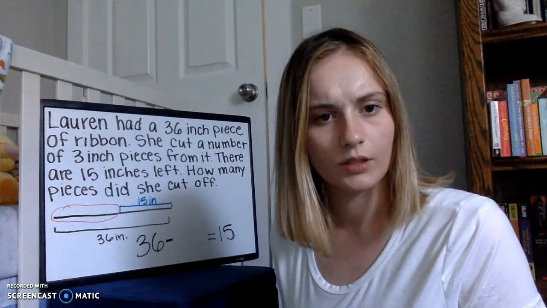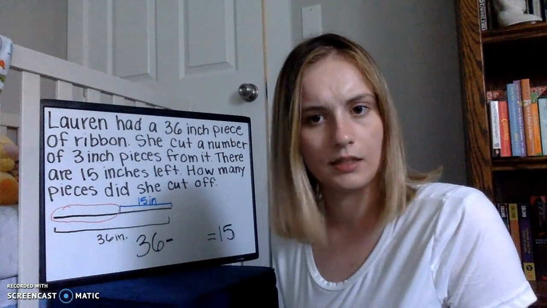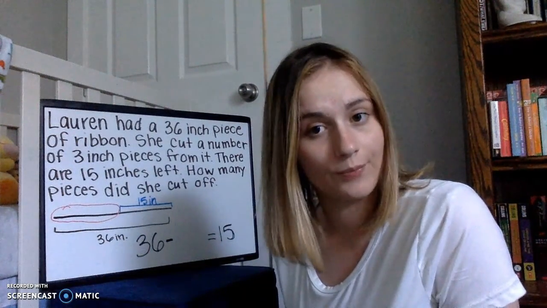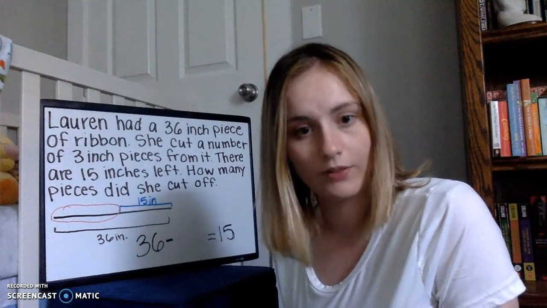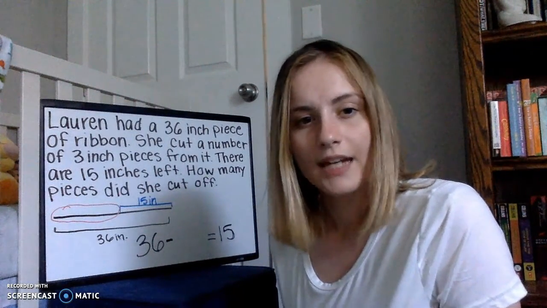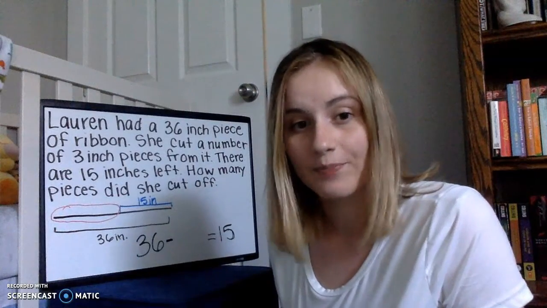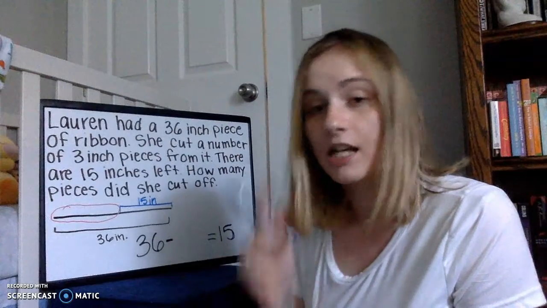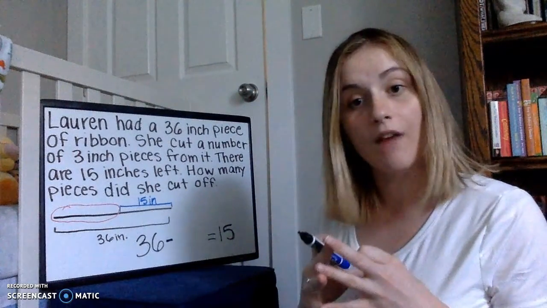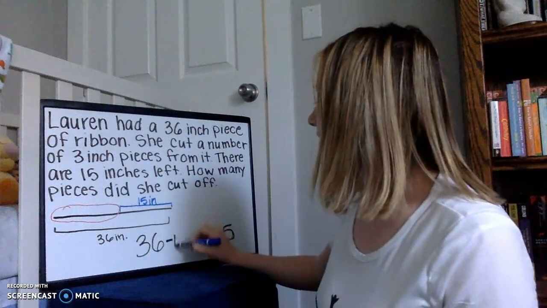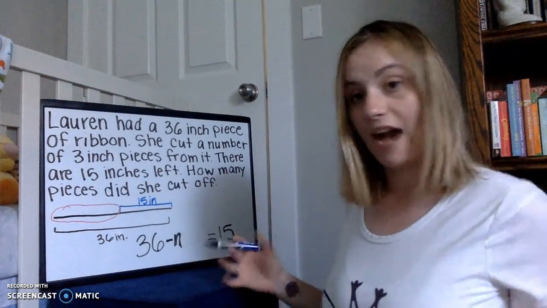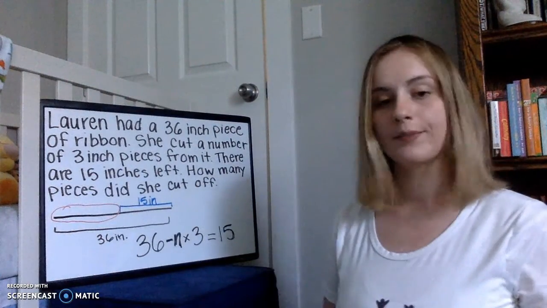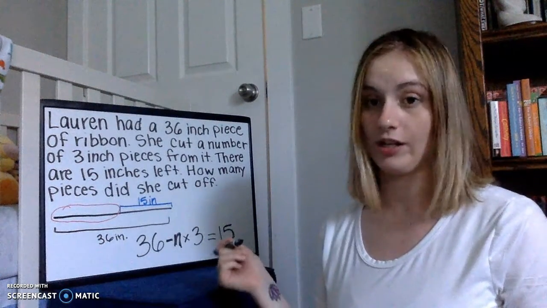Now, a number of 3-inch pieces. How am I going to figure out what that number is? This is what you do. In order to figure that out, we've got to use a variable, okay? Now it says a number, so I'm going to use the variable n, and it says a number of 3-inch pieces. That word of tells me multiplication. So a group of 3-inch pieces. So I'm doing n, a group of, I don't know how many groups, but a group of 3-inch pieces. That is my equation now.